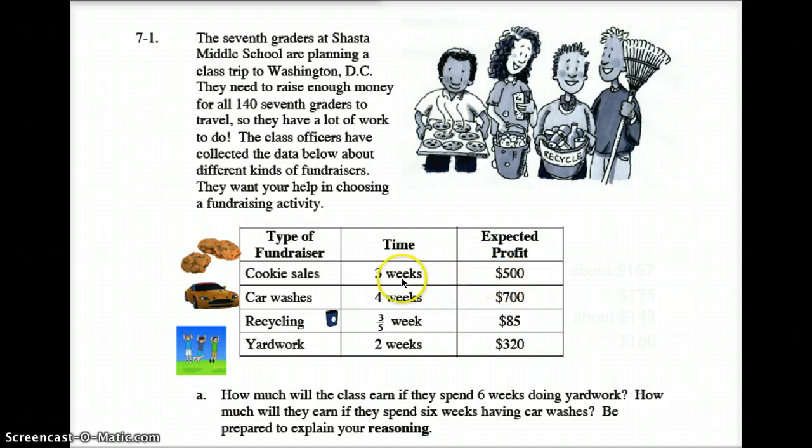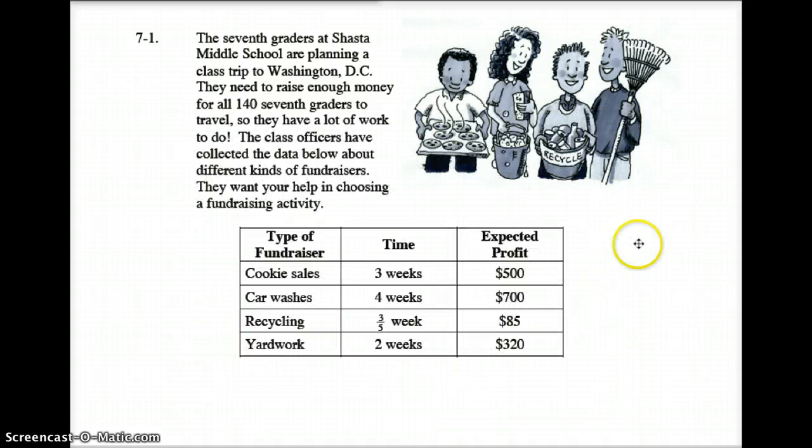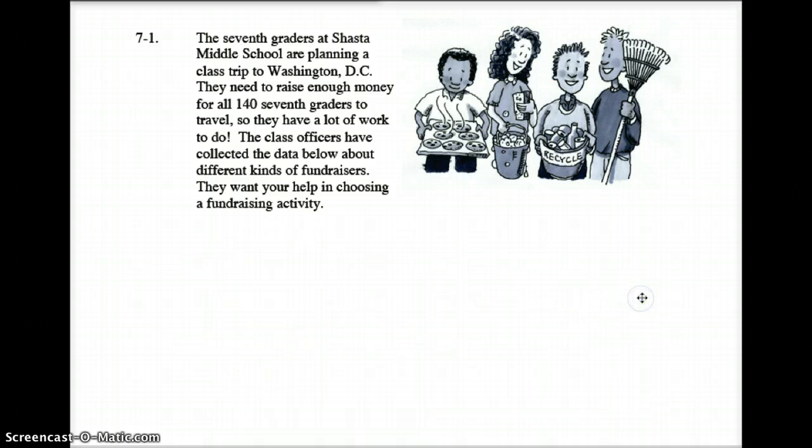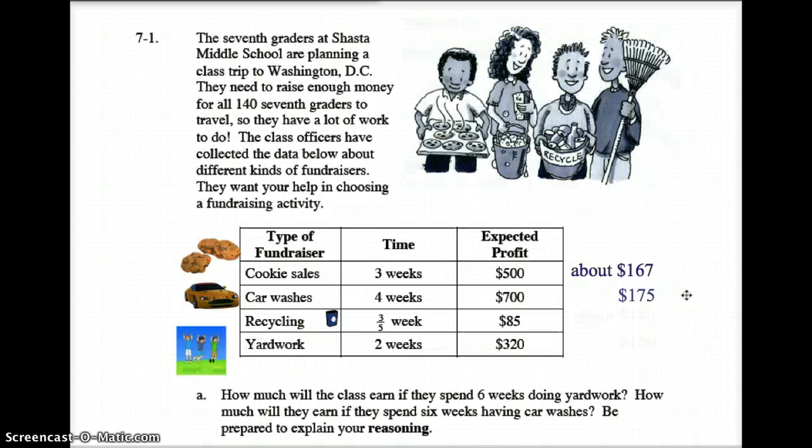To figure out how much cookies would make in 1 week, we would take the $500, because money always goes on the top, and we divide that by the number of weeks. In this case, that's 3 weeks. So our cookie sales would generate about $167 per week. Car washes, we take the $700, divide that by the 4, and our car washes bring in $175 per week. Now, I know you're probably looking at the next one going, what do I do with a fraction?